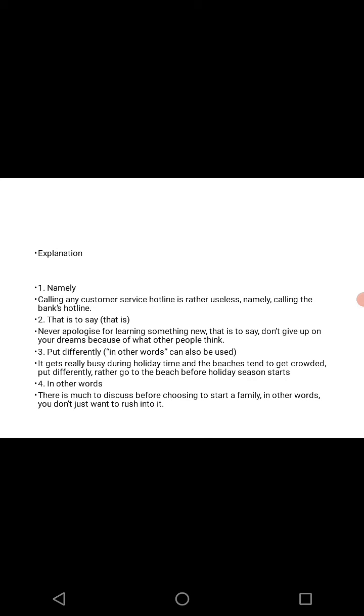Third is "put differently," and "in other words" can also be used. Their example is "it gets really busy during holiday time and the beaches tend to get crowded. Put differently, rather go to the beach before holiday season starts." And four is "in other words," and their example is "there is much to discuss before choosing to start a family. In other words, you don't just want to rush into it."